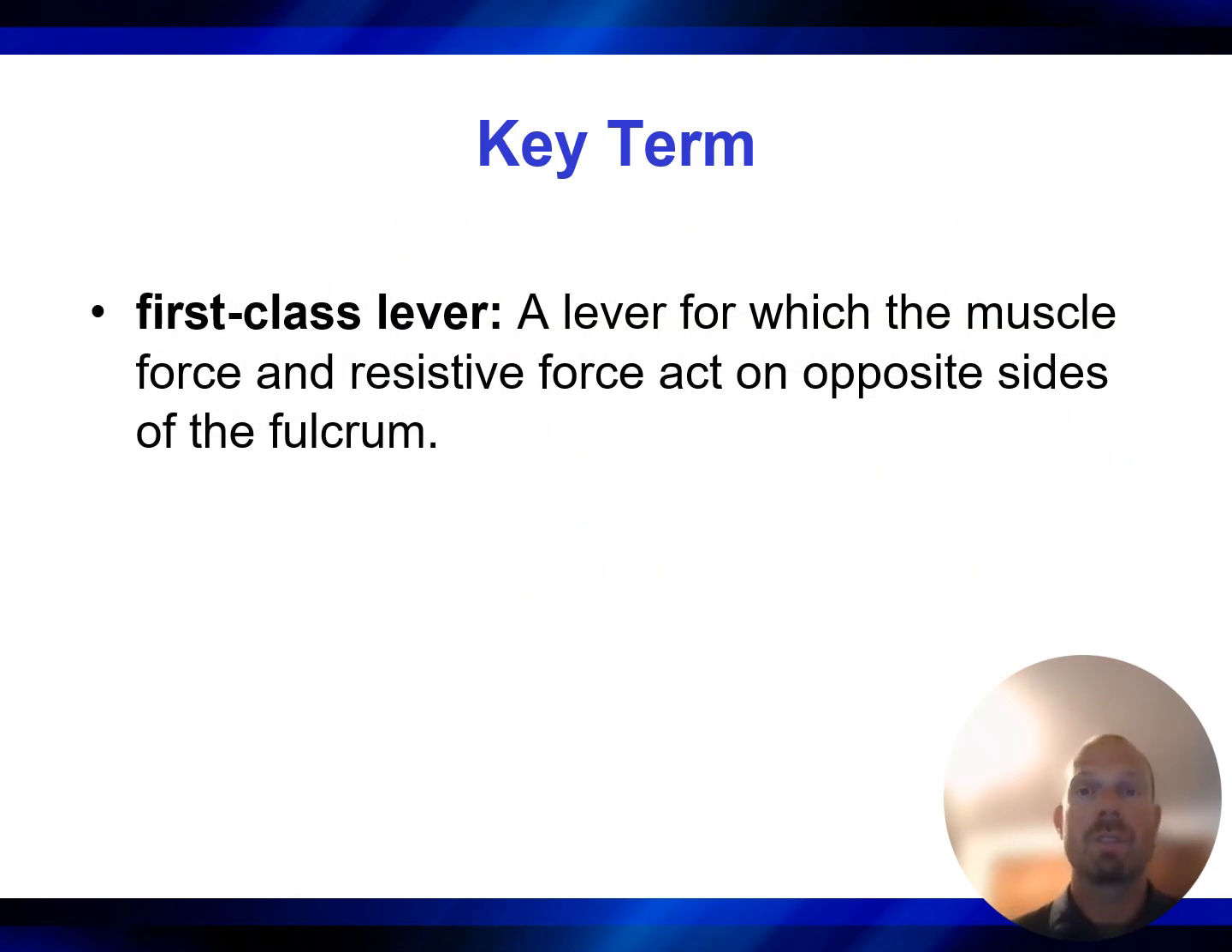A first-class lever positions the fulcrum right in the middle, with a muscle force and resistive force acting on opposite sides. A classic everyday example of this is a playground seesaw.